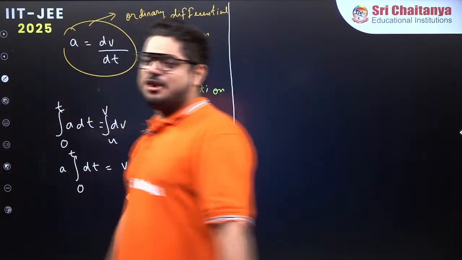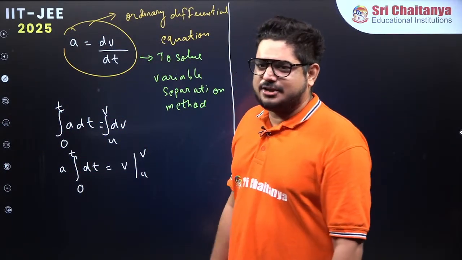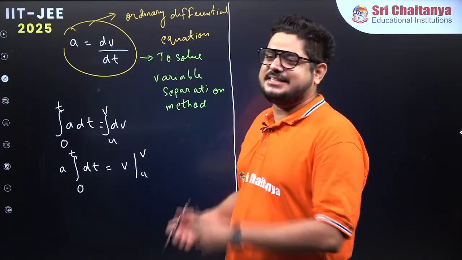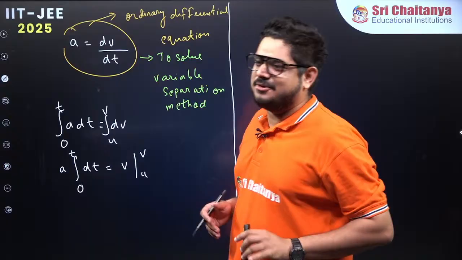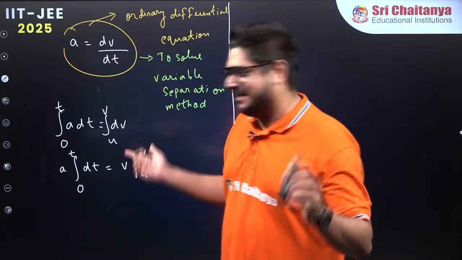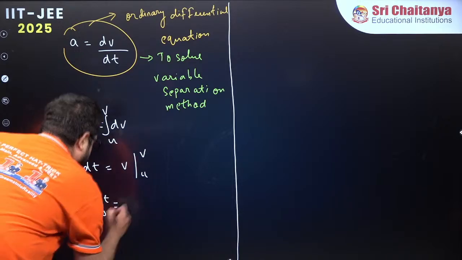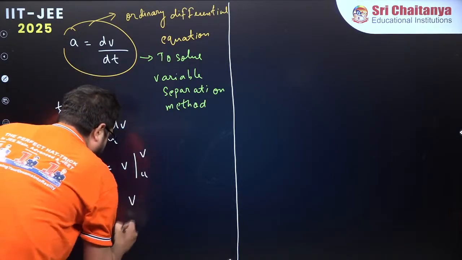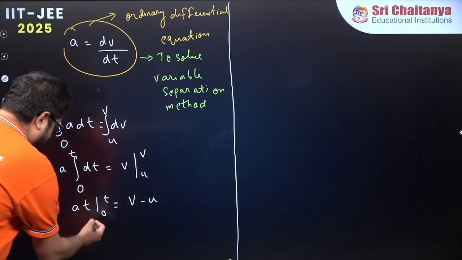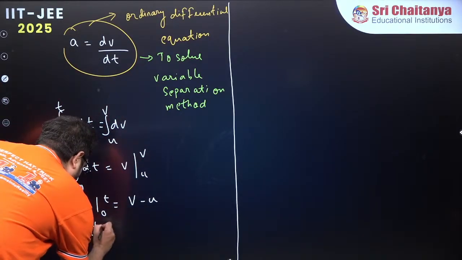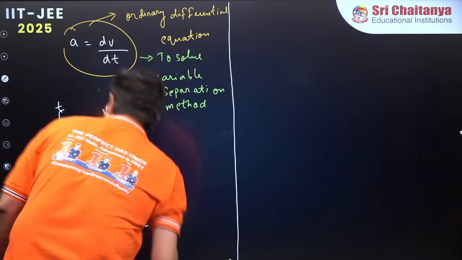So what will be integral of dt? Write it over there in the chat box as well. Right, integral of dv is v. What about integral of dt? T. So that's going to be at limits 0 to t, equal to, upper limit is v, lower limit is u. Isn't it? So I will be getting, upper limit is t, lower limit is 0, equal to v minus u, which gives you the first equation of motion.